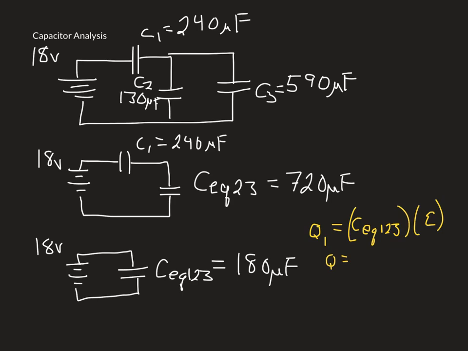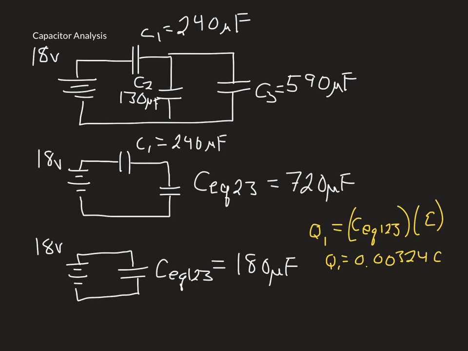So Q1 is equal to the equivalent capacitor's capacitance times the EMF of the battery. You might want to calculate that for yourself. Pause the video and then you can check it. I get that Q1 equals, I'm going to keep some extra sig figs here, 0.00324 coulombs. When you use the capacitance, don't forget that micro is 10 to the minus 6.